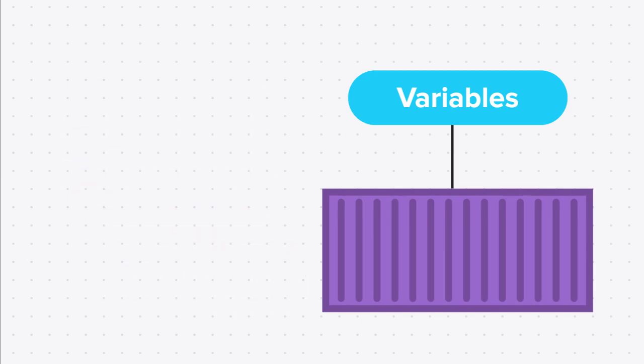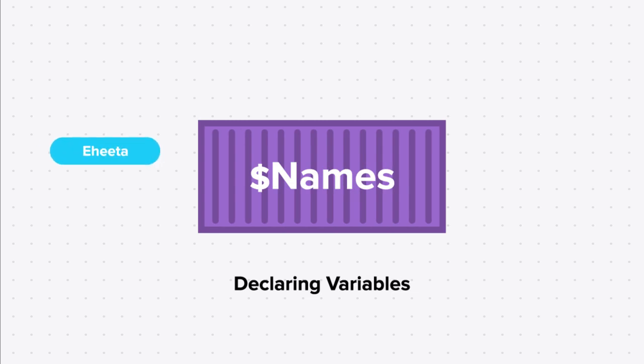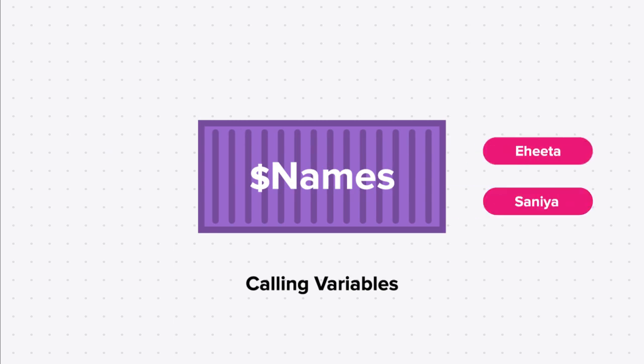Now there are two terms that are frequently used with respect to variables, that is declaring variables and calling variables. Declaring variables means giving it a name and storing information in it, while calling a variable means retrieving the information that is stored in a variable. Let us look at an example.